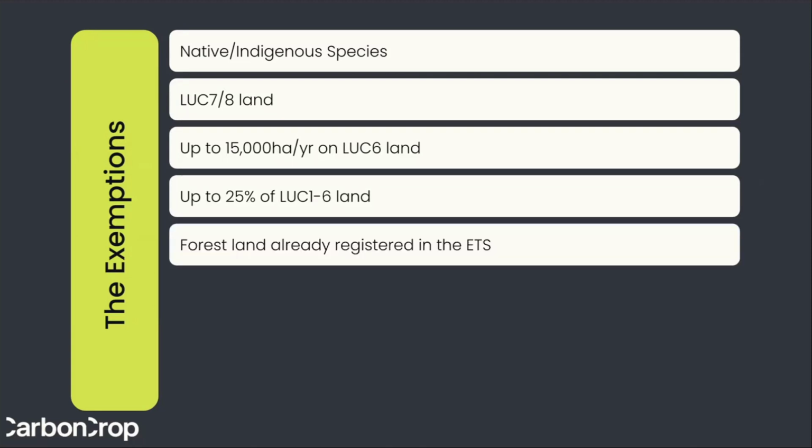Forest land already registered in the ETS is exempt. Our understanding of this is basically that you're not going to get kicked out of your existing registration because of this rule.